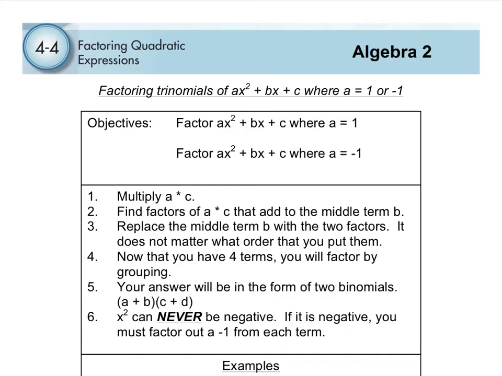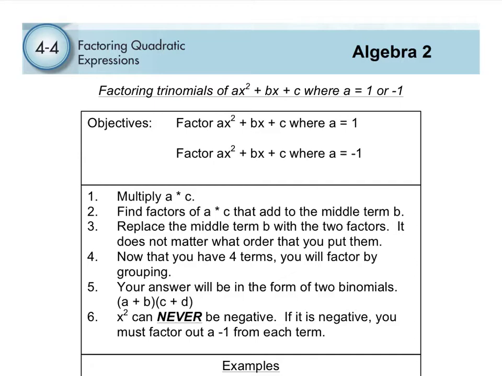Okay, this is the second part of section 4.4, where we're factoring quadratic expressions. Now we're going to factor trinomials. Remember, a trinomial is an expression with three terms in it. And we're going to factor the trinomial ax squared plus bx plus c, where a is going to be 1 or negative 1. We'll start with that first, and then we'll move on after that.